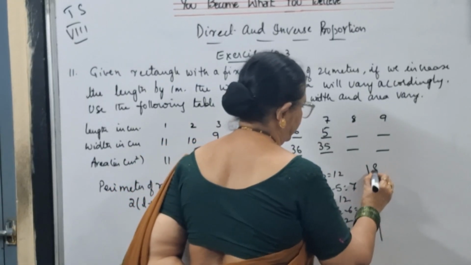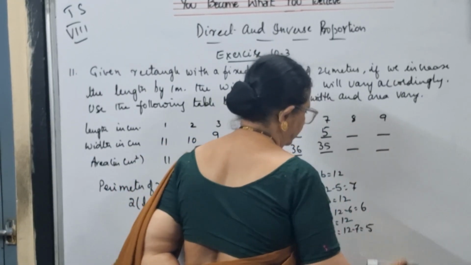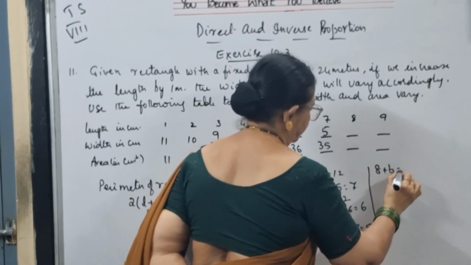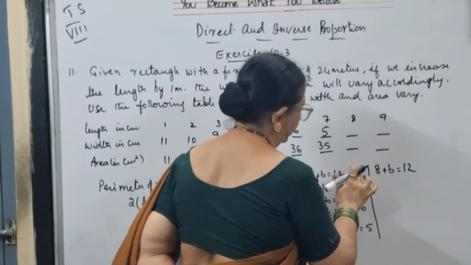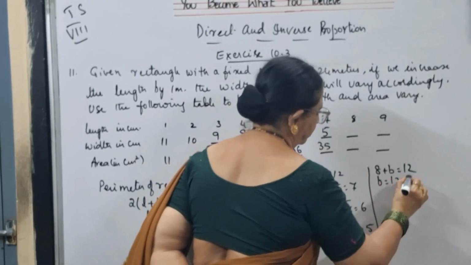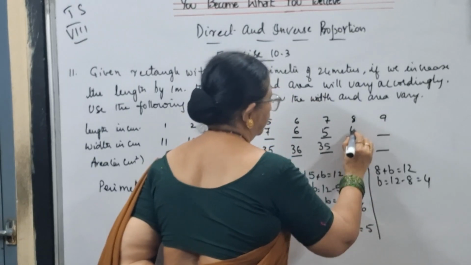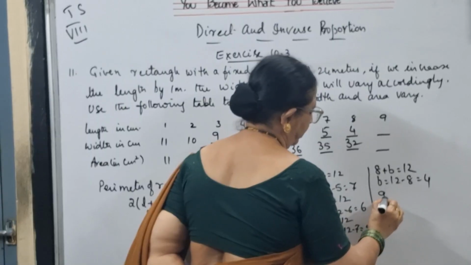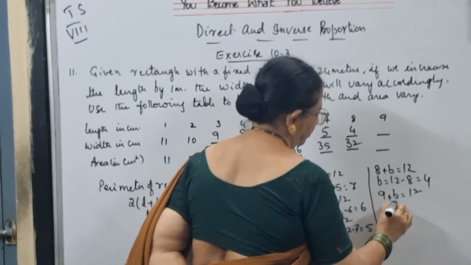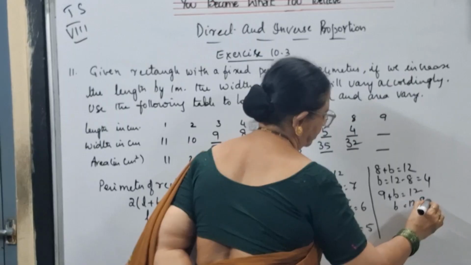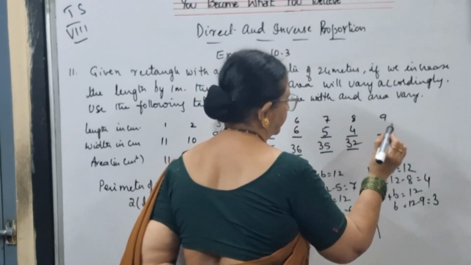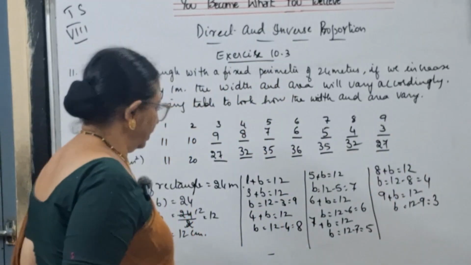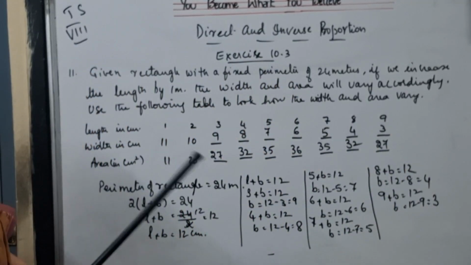So here B is 5. 7 5s are 35 square centimeters is the area. Now if length is considered as 8, 8 plus B is equal to 12. B is equal to 12 minus 8, that is 4. 4 8s are 32 square centimeters is the area. Now if L is 9, 9 plus B is 12, B is equal to 12 minus 9, that is 3. 9 3s are 27 square centimeters is the area. This is how I have filled all the dashes, children.